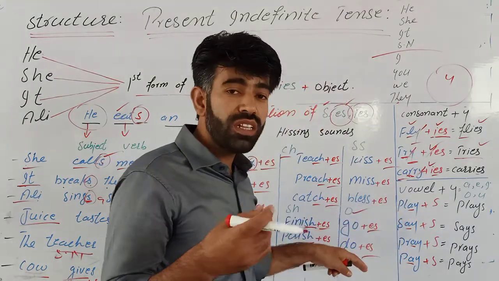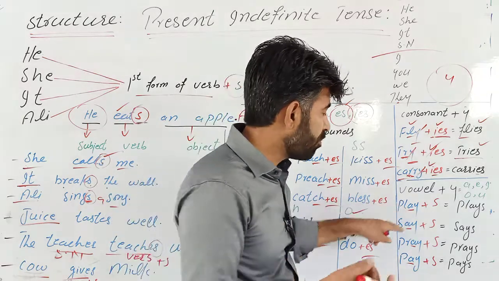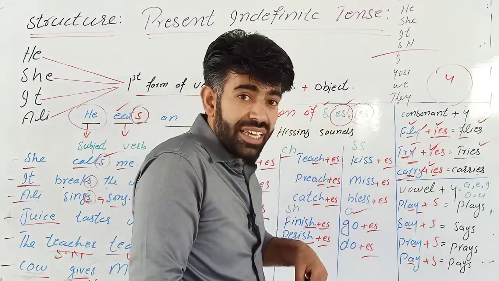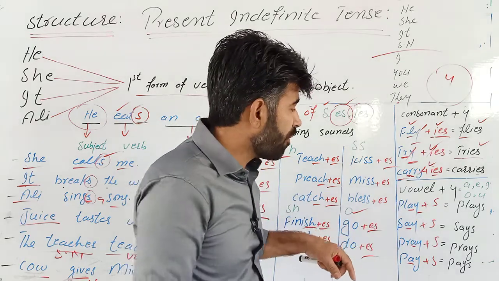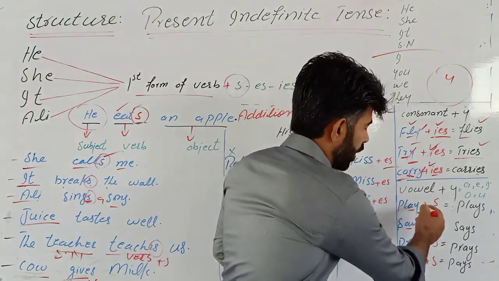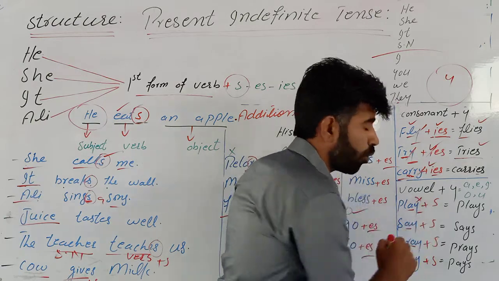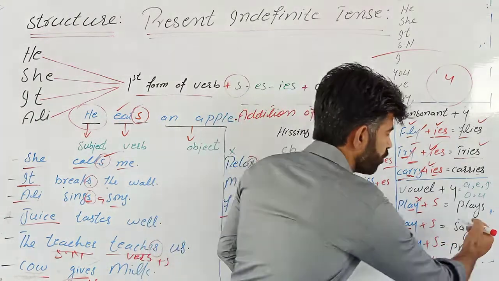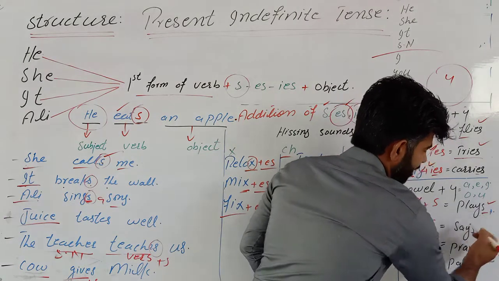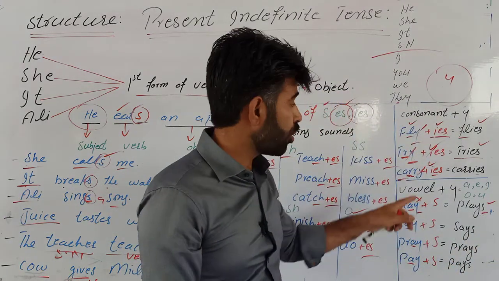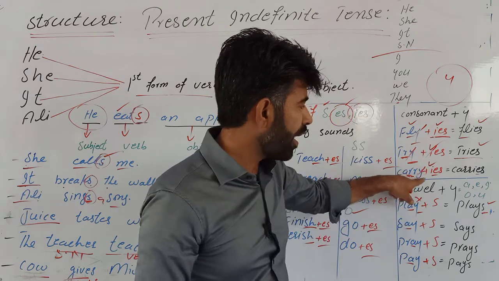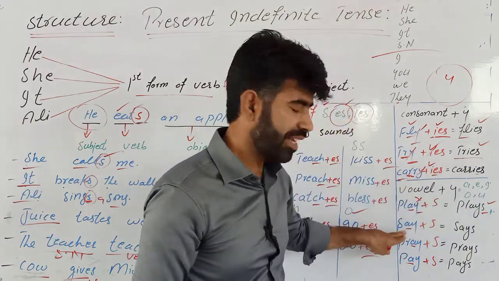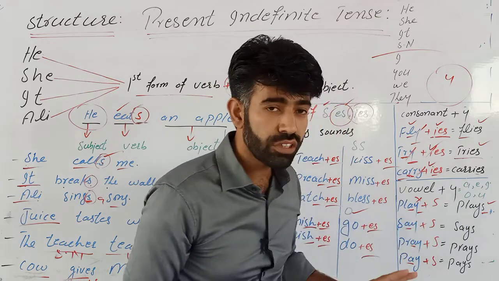So if you will have a vowel before y in a verb, and if you want to add s with it, what do you have to do? You do not need to drop this y. Dropping this y is not the option. You have to simply add this s. Don't drop y and don't put this ies. Simply add s. We are not going to drop anything.